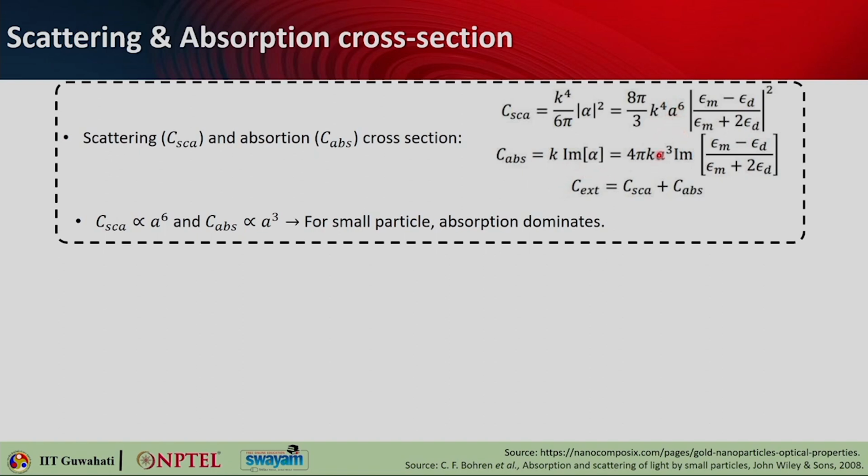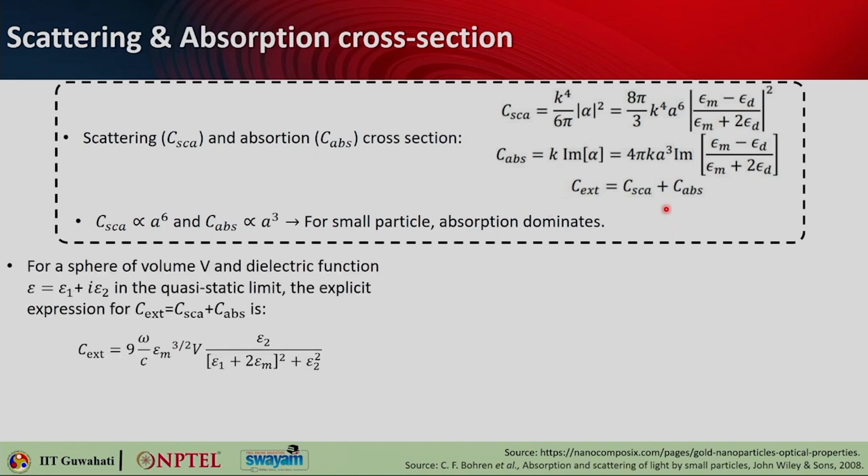Now, if you see the values here, scattering is proportional to a to the power 6 and absorption is proportional to a cubed. So, you can understand that for small particles absorption dominates over scattering, but as the particle size increases, scattering quickly gains and then becomes the major contributing factor. Okay? And the extinction cross section is nothing but the summation of the scattering and absorption. So, extinction means whatever amount of light is getting lost or extinct. So, these are the two observations from this particular formula.